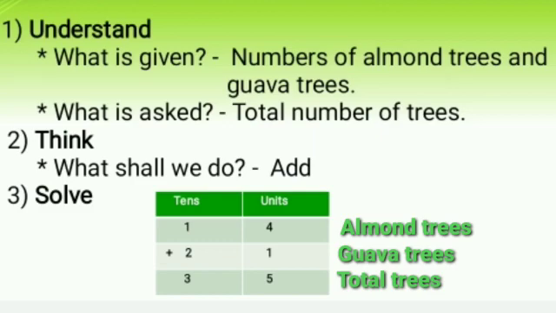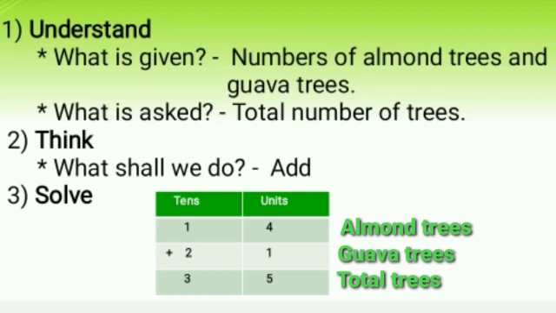So how many almond trees do we have? Yes, 14. So we will be putting 1 in the tens column and 4 in the units column. How many guava trees do we have? We have 21 guava trees. So we will put 2 in the tens column and 1 in the units column.